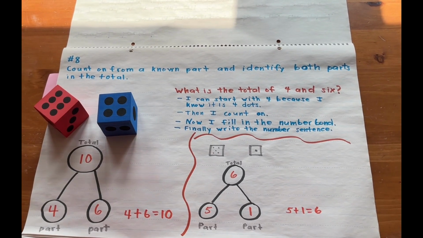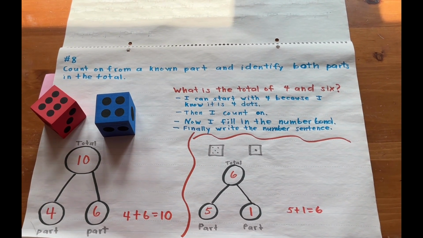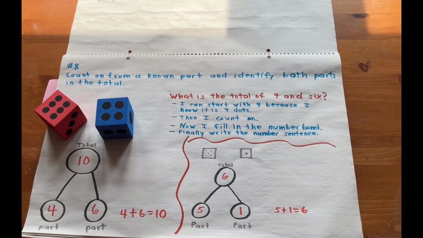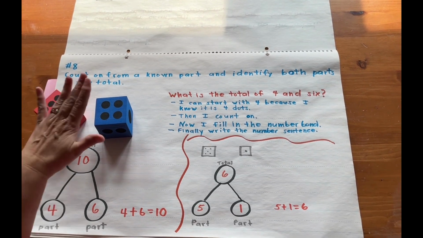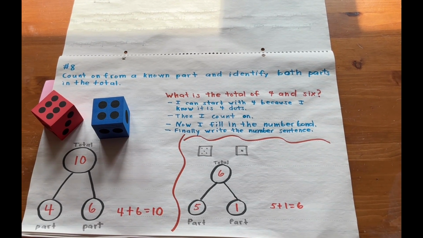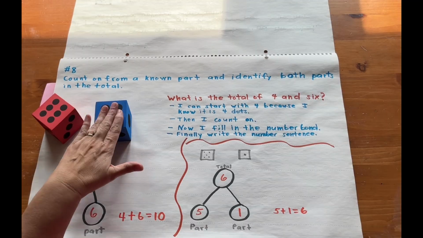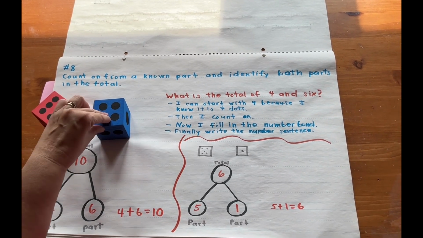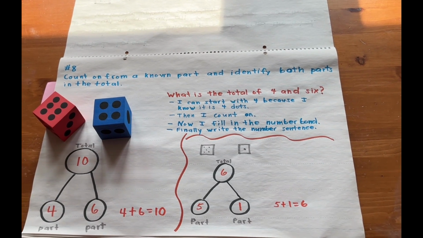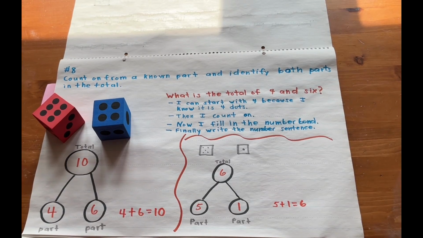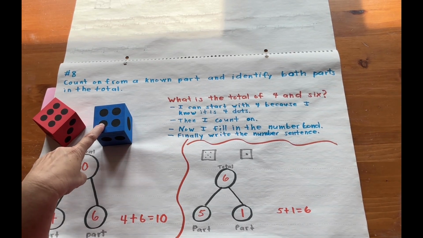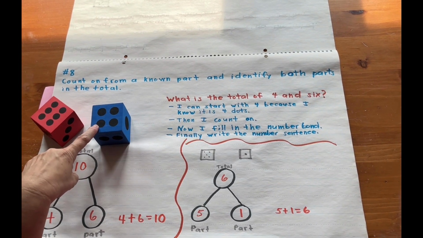Lesson 8. Count on from a known part and identify both parts in the total. Now, as adults, we know this is 6 and we know this is 4. But scholars need to learn that. And most of them at the beginning of first grade will know this is 4 right away. So we're going to say 4 is the known part. So when we say, what is the total of 4 and 6? I'm going to get them in the habit of starting at the one that they know right away. I can start with 4 because I know this is 4 dots.